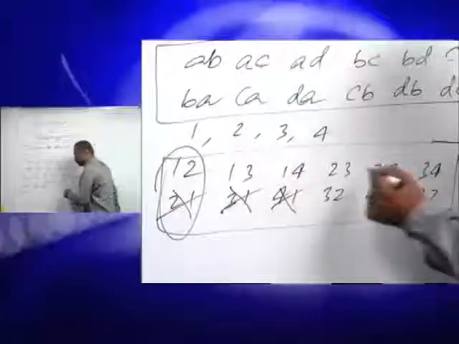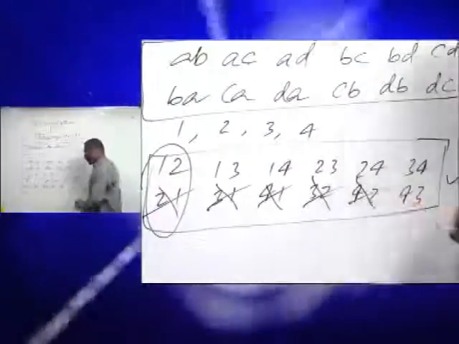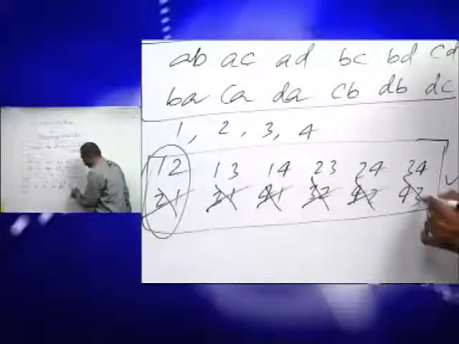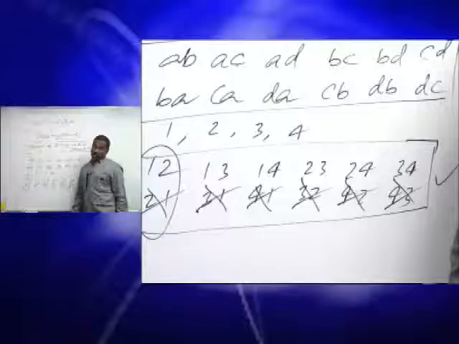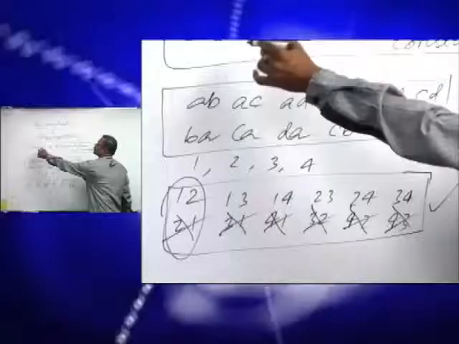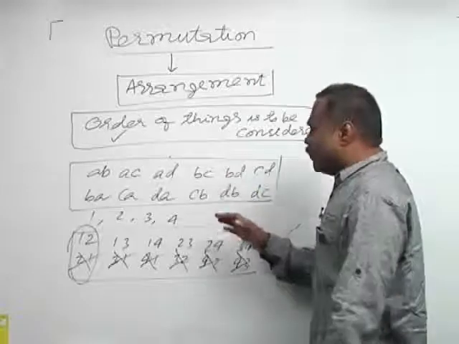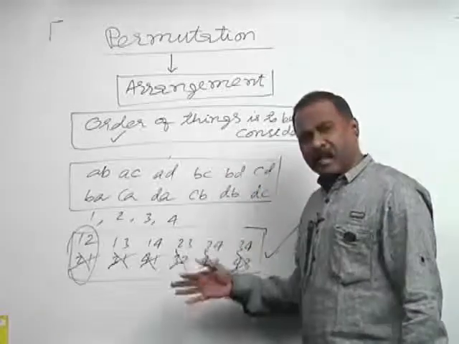We don't need 3, 1. 1, 4 we need. 4, 1 not needed. 2, 3 we need. 3, 2 not needed. 2, 4 needed, 4, 2 not needed. 3, 4 needed, but 4, 3 not needed. So the same question can be altered by not considering the order of the things. We will discuss it again in the combinations.